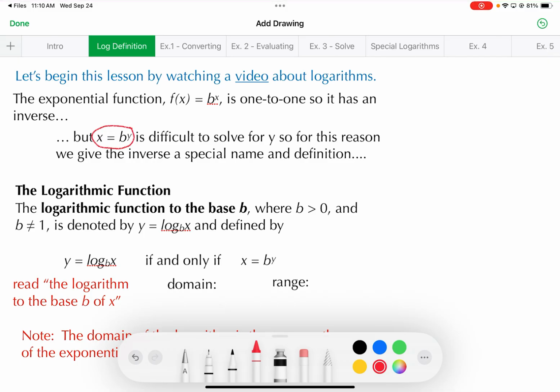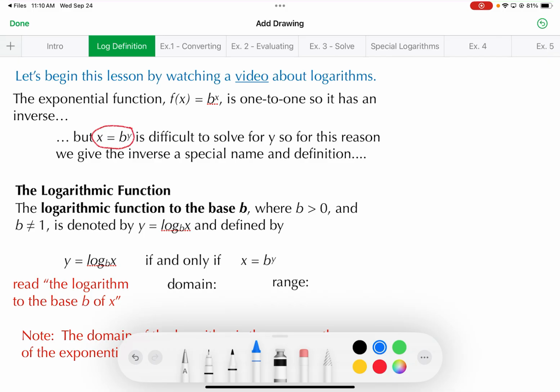All right, we say the logarithmic function to the base b, where b is greater than 0 and cannot equal 1, is denoted by y equals log base b of x. And that is considered equivalent to what we came up with as the inverse of this exponential. It's equivalent to x equals b to the power of y. Notice how we read that. We say y equals log base b of x, or the logarithm to base b of x. Okay? All right, now think about what the domain and the range of this would be.